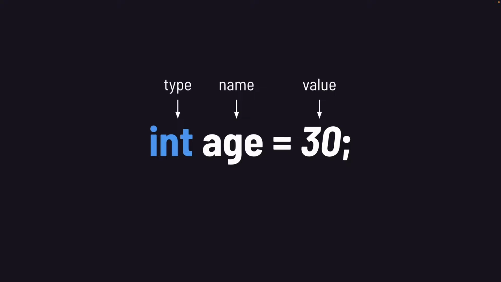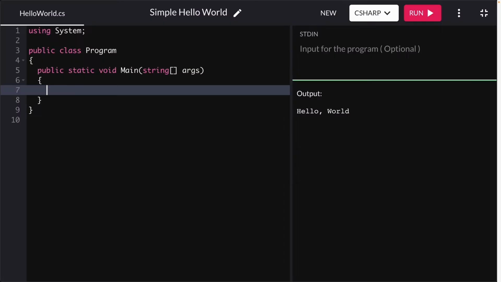Wonderful. Let's go straight to our code editor and try out all that we've learned. First, let us create an integer variable in our code. It will hold our age. We write int age equals sign 30. That's it. That's all you have to do to define a variable in your C# code.